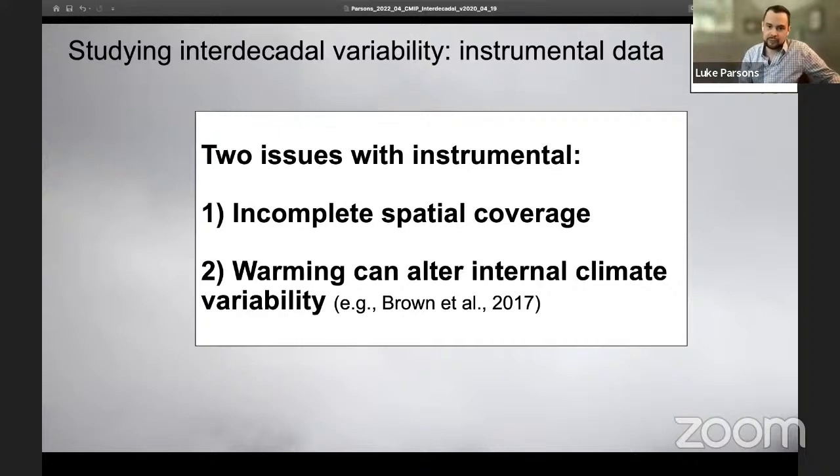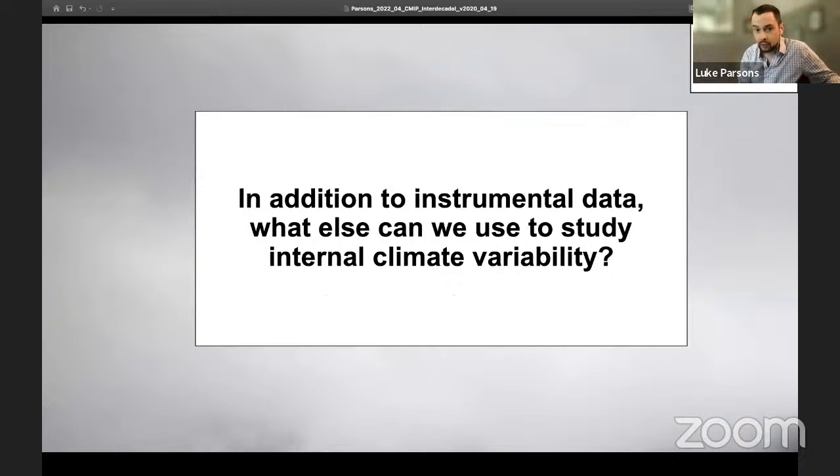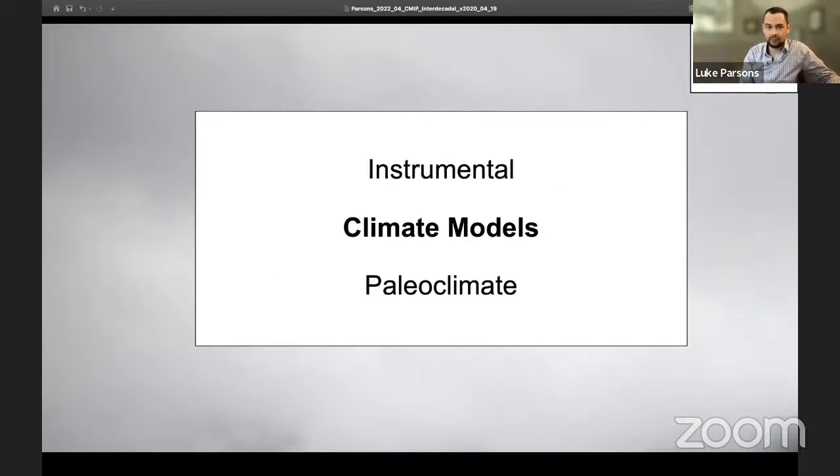And additionally, as some of Patrick Brown's work back in 2017 in Nature Climate Change showed, warming itself can actually alter internal climate variability itself. So it becomes a bit difficult to study internal variability if our warming is actually altering it. So in addition to instrumental data, what else could we use to study internal climate variability?